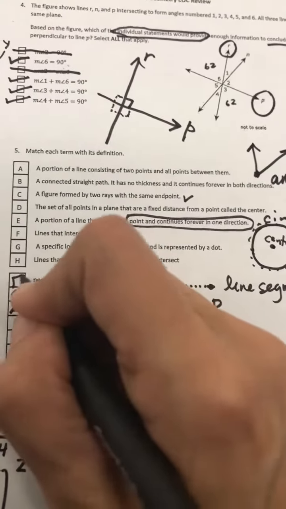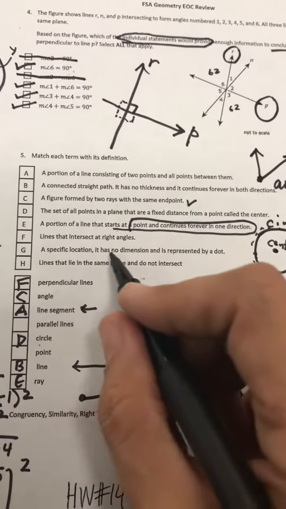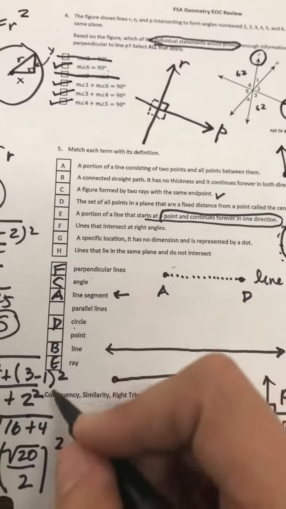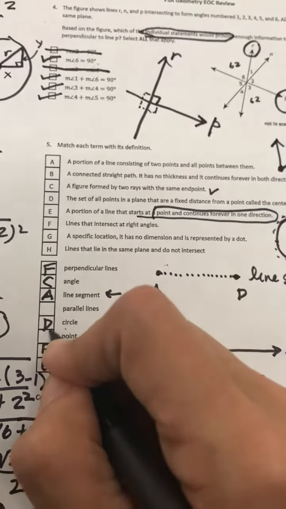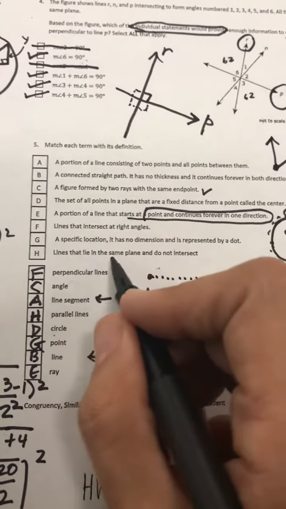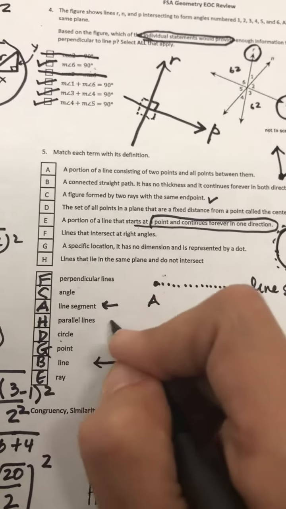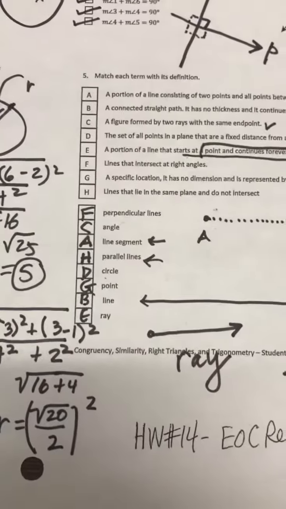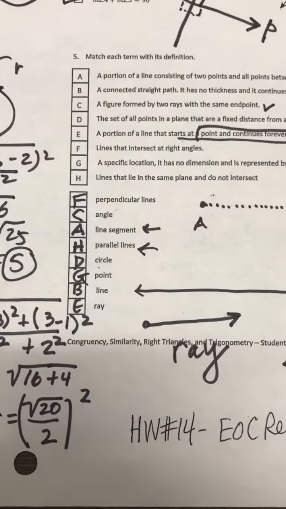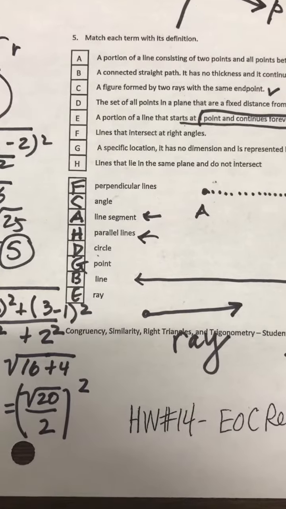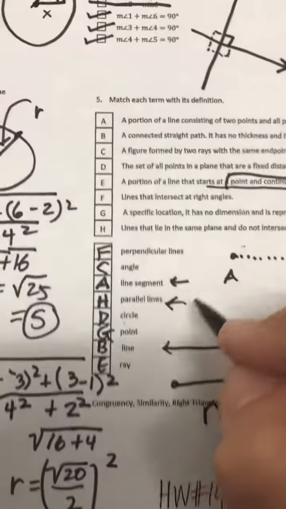Okay, F. A specific location that has no, yeah, that's a point, right? It doesn't have any thickness or width. So this last one must be H, lines that lie in the same plane but don't intersect. Parallel. Now I'd probably want to define it even more, but parallel lines, if they are in fact in the same plane, would not intersect because they have the same slope.